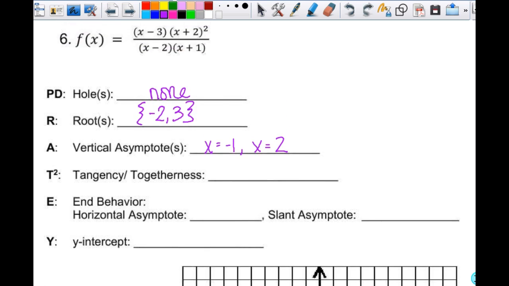And then, is there any tangency or togetherness? Tangency. Numerator is tangency. So there is tangency at x equals -2. Do I have a horizontal asymptote?